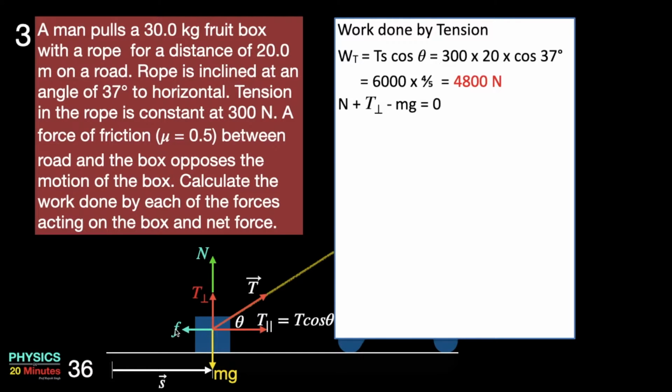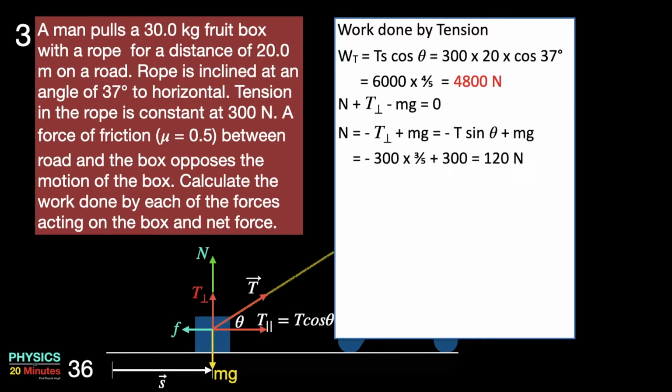To find out the work done by the friction, we must know the normal reaction. So we have to write Newton's law along the y-axis to get that N value. You can see that there are two vectors working upward and one vector working downward. Upward vectors are positive, plus N plus T perpendicular, and the downward vector is negative, minus mg. There is no acceleration along the y-axis, so it is 0. So that gives me N, the normal reaction, as minus T perpendicular plus mg, which is equal to minus T sin theta plus mg.